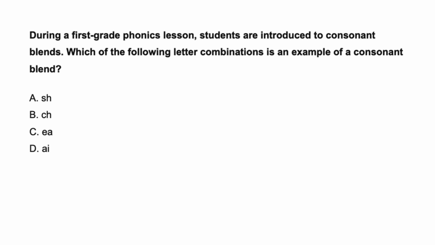During a first grade phonics lesson, students are introduced to consonant blends. Which of the following letter combinations is an example of a consonant blend? Correct response is letter A. The SH is a consonant blend representing two consonant sounds, S-H or sh, blending together at the beginning of a word, such as shop or shoe.